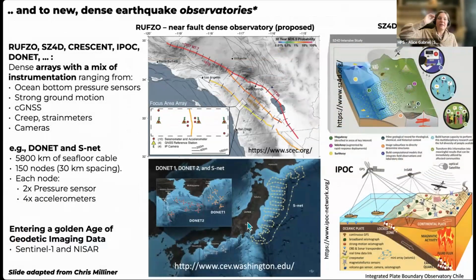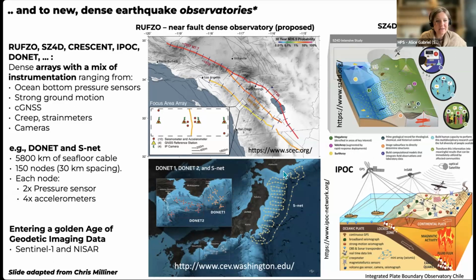It's not only that we have exascale supercomputers being installed and running already in some parts of the world. We also have new dense earthquake observatories being proposed or being already installed. So a couple of the examples here that I'm showing, there's a large community effort towards installing RUFSO, the Rupture Fault Zone Observatory, so very near fault dense observatory. There's SC40, which is subduction zones in 4 dimensions, a huge instrumentational effort to better understand and monitor several subduction zones in Chile and in the US.